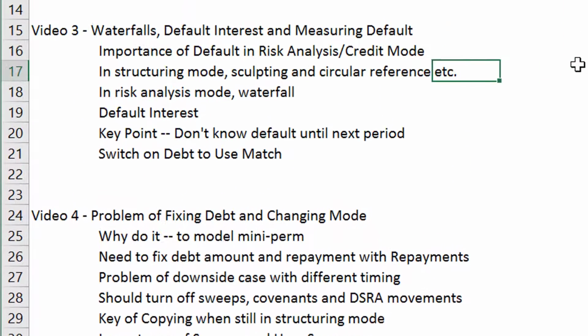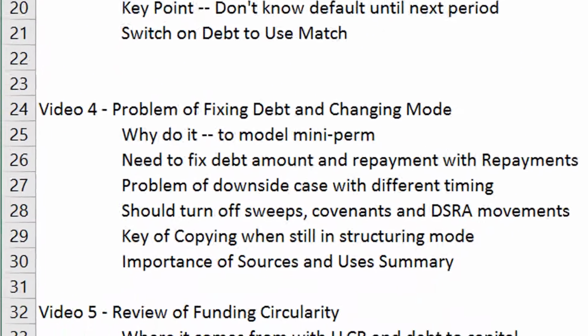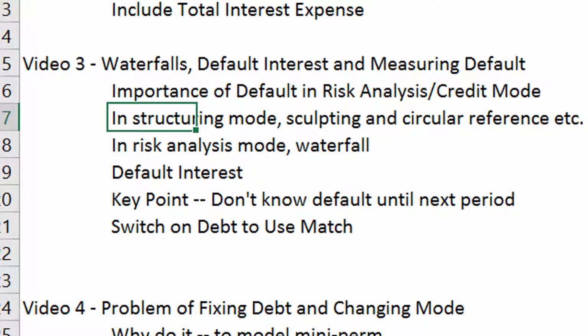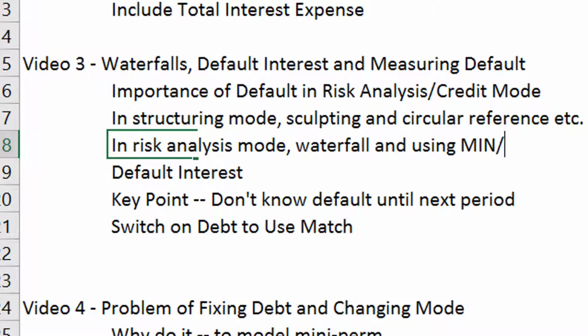Now, in the structuring mode, I've had maybe too many videos on structuring, and it always causes a circular reference. And we have the difference between the DSCR constraint and the debt service constraint. In the risk analysis mode, I think so much is about a cash flow waterfall and using the min and the max statements. Okay. And min, max.